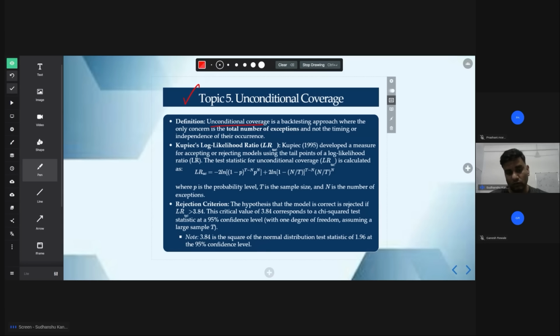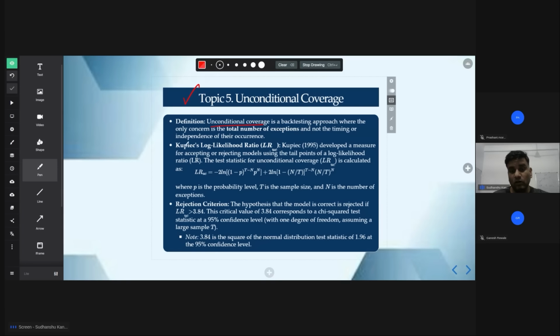Suppose your model is a 99% VaR model, expected exceptions is 1% of trading days, which is 2.5 exceptions in 250 days. If you observe 2 to 4 exceptions, that's roughly fine. But if you see 10 exceptions, that is too many and the model is underestimating risk. If you see zero exceptions, too few, and the model is overestimating risk. So unconditional coverage checks if the exception rate matches the expected rate, right?